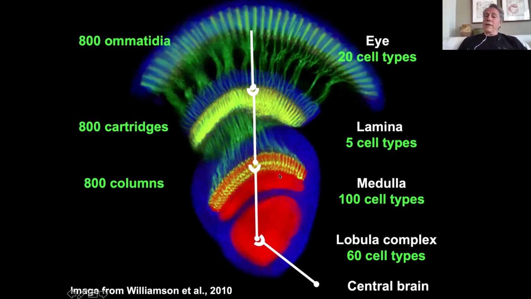So what you have to realize is that because you have 800 ommatidia, 800 cartridges, 800 columns, you have, in fact, 800 circuits running in parallel to one another, okay? Which means these 100 cell types that you see here are basically present around each one of those columns. And if you can understand the circuit in one of those columns, you understand the whole thing, because you just multiply everything by 800. So we want to do that. We want to understand what is going on there.